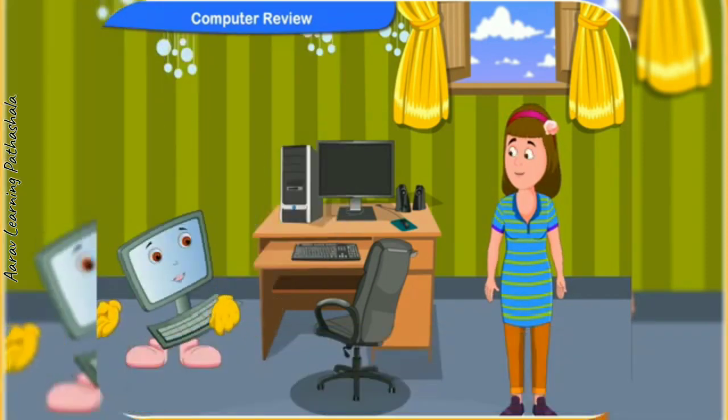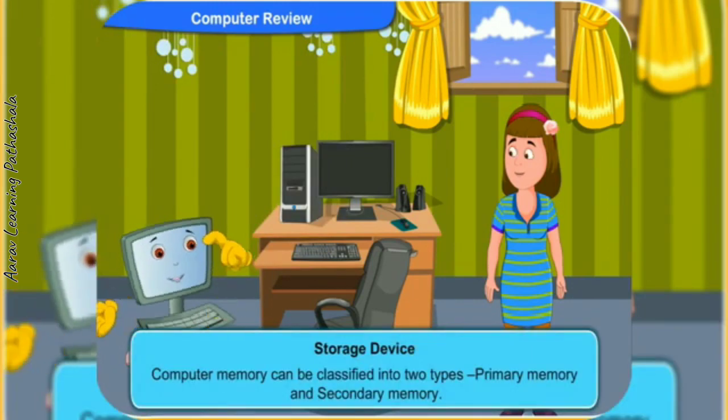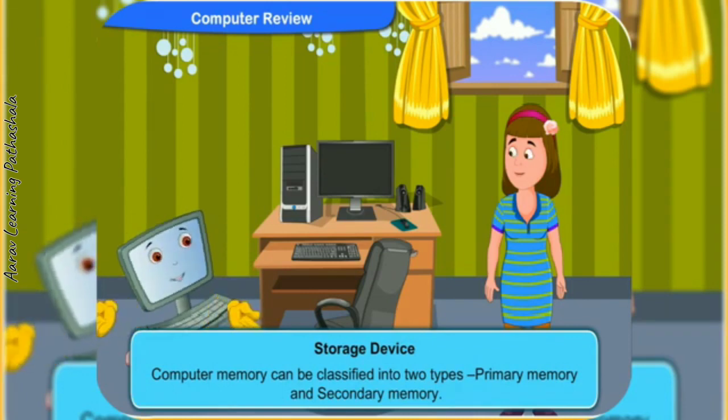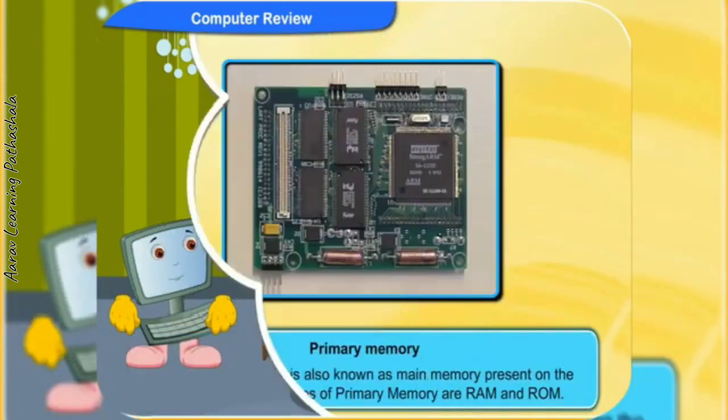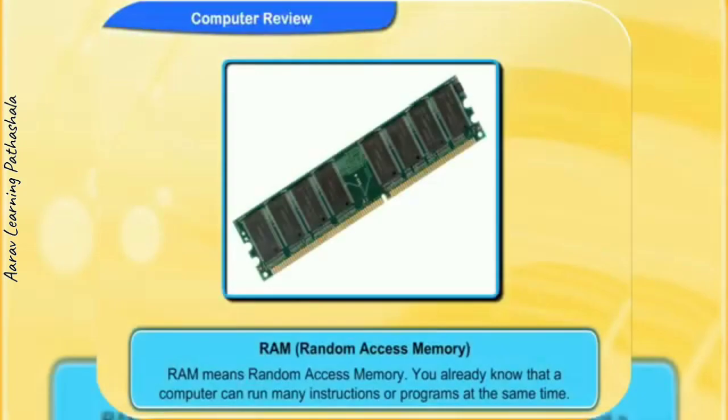Right, data and instructions are stored in the computer memory. This memory can be classified into 2 types, primary memory and secondary memory. The primary memory is also known as main memory, present on the motherboard. 2 types of primary memory are RAM and ROM. RAM means random access memory.